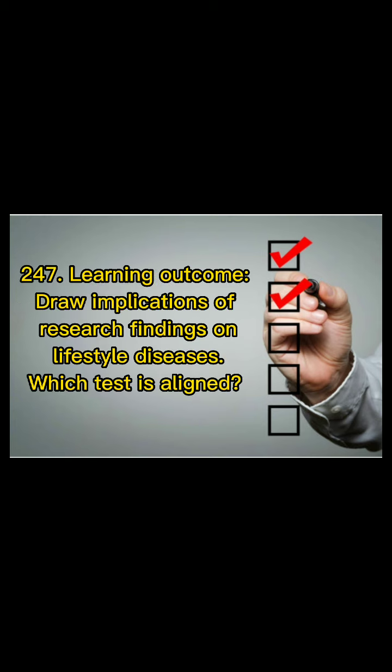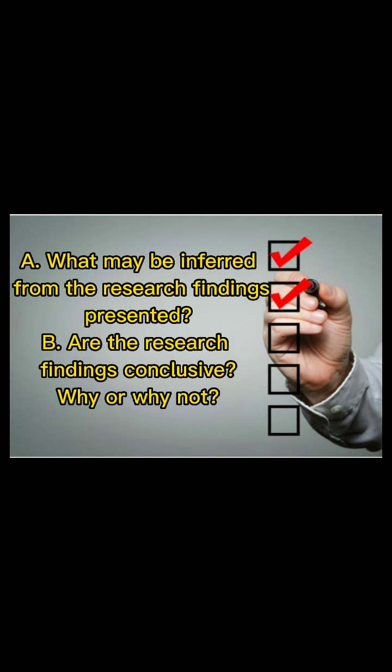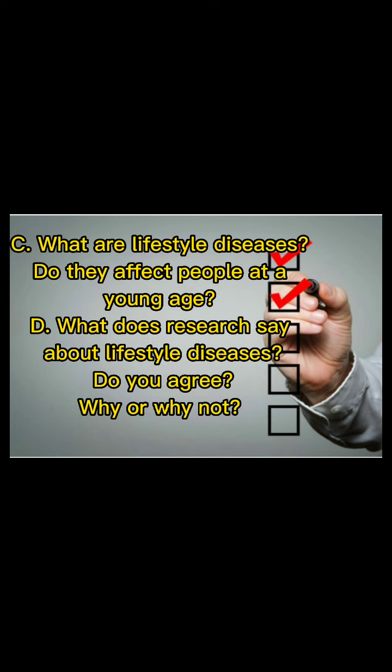For number 247, learning outcome: draw implications of research findings on lifestyle diseases. Which test item is aligned? A. What may be inferred from the research findings presented? Letter B. Are the research findings conclusive? Why or why not? Letter C. What are the lifestyle diseases? Do they affect people at a young age? Or letter D. What does research say about lifestyle diseases? Do you agree? Why or why not?